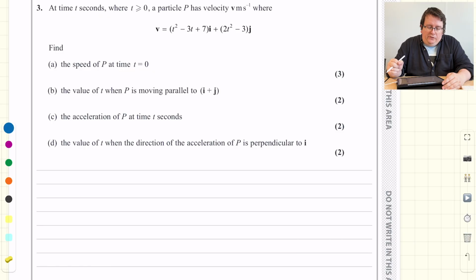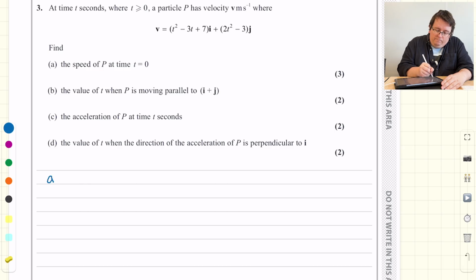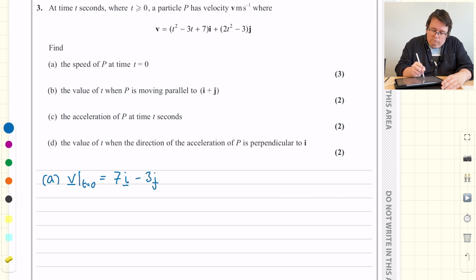So this is question number 3. At time t seconds, where t is greater than or equal to 0, a particle P has velocity v meters per second, where v is (t squared take away 3t plus 7)i, plus (2t squared take away 3)j. Find, part A, the speed of P at time t equals 0. So we need to substitute t is 0 into v. So that's going to give us 7i take away 3j. So all the t values go to 0.